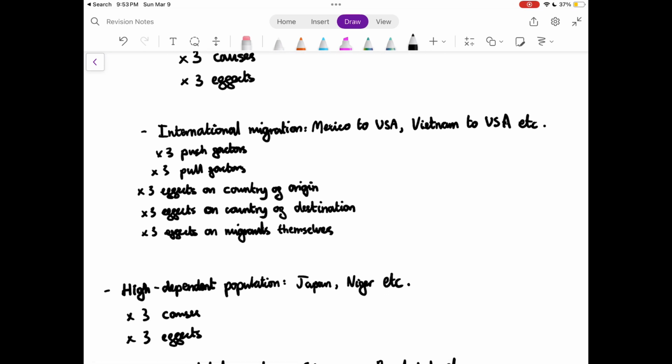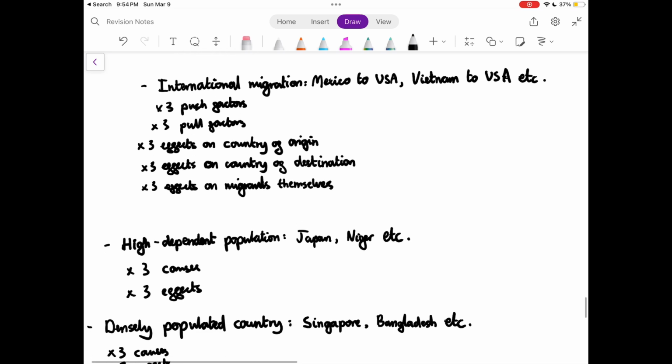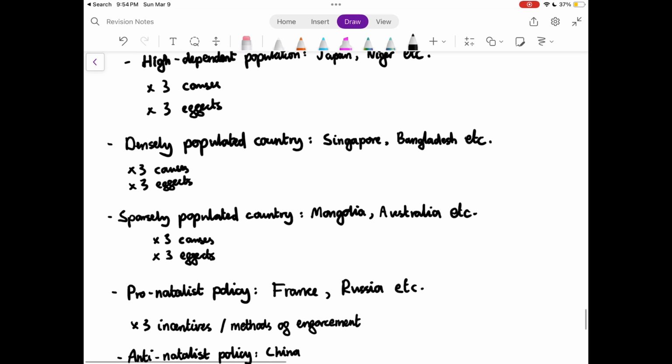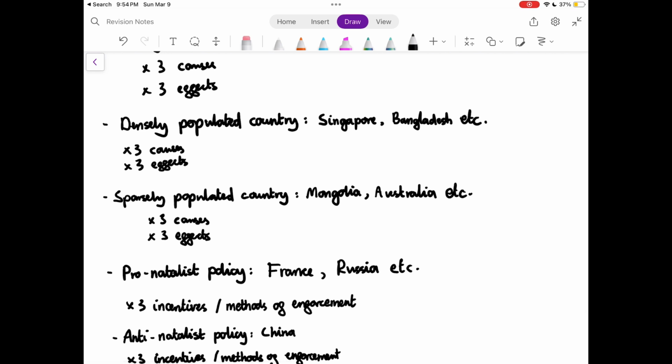You also need to know an example of an international migration. So you need to know 3 push factors, 3 pull factors, 3 effects on the country of origin, 3 effects on the country of destination, and 3 effects on the migrants themselves. And you also need to know a case study for a high dependent population. So you need to know the 3 causes and 3 effects of it. And you also need to know a densely populated country, so the 3 causes and 3 effects of it. And the same goes for the sparsely populated country, so 3 causes, 3 effects.